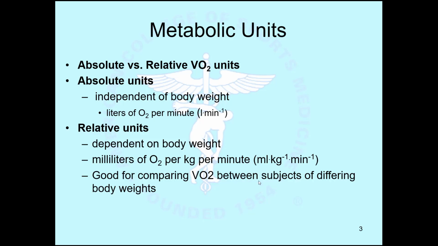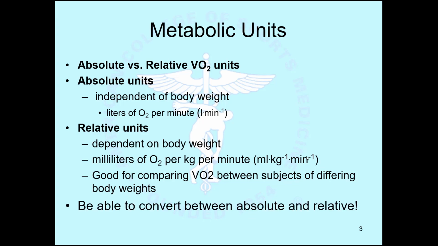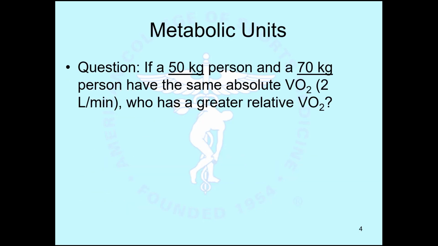So the units would be milliliters of oxygen consumed per kilogram of body mass per minute. This is good to use when you're comparing oxygen consumption between people of differing body weights. So you should be able to convert back and forth between absolute and relative units, and you're going to have to do that in some of the problems that we're going to go through.